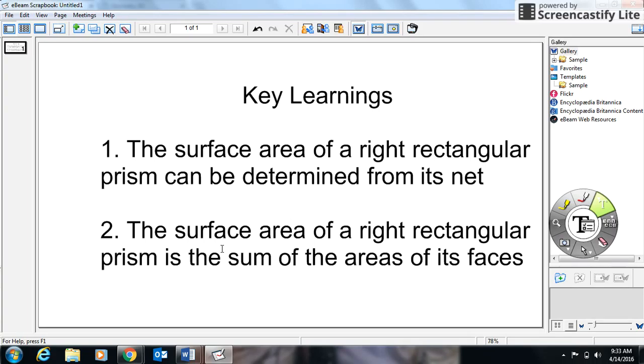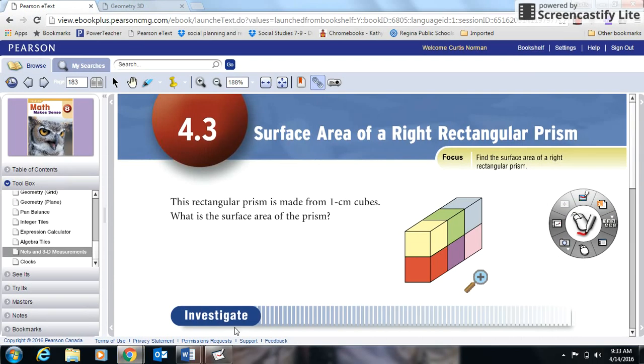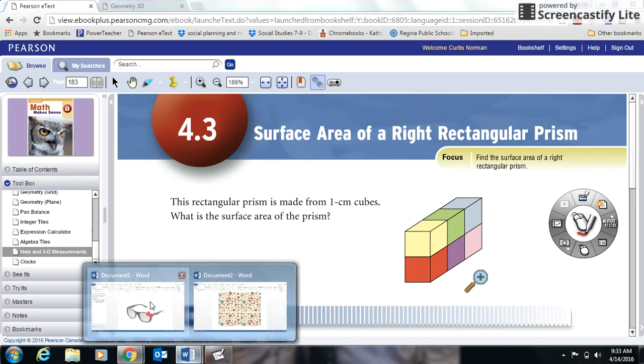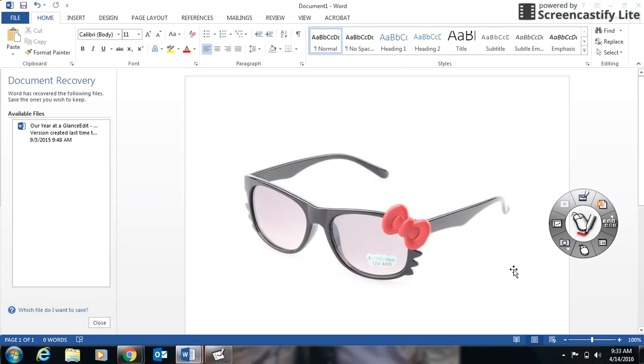So let's look at a real life example here. So my daughter has a birthday coming up. I decided to buy her some sunglasses. So let's take a look at the lovely sunglasses I bought her right here. Aren't these cute? I think she'll look great in them. So I bought her these sunglasses.